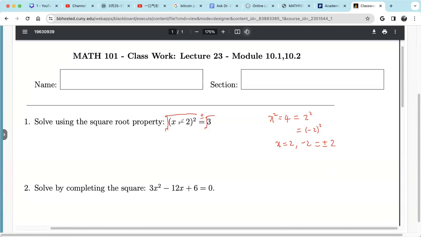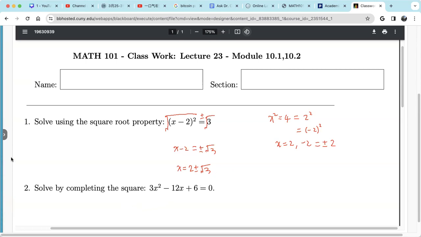So the left-hand side is a perfect square with the square root. Square root cancel each other. So we get x - 2 raised to 1, which equals positive or negative square root of 3. Then we move -2 to the right-hand side. Negative on the left-hand side to the right-hand side becomes positive. So we have two irrational solutions. One is 2 plus radical 3. The second one is 2 minus radical 3.